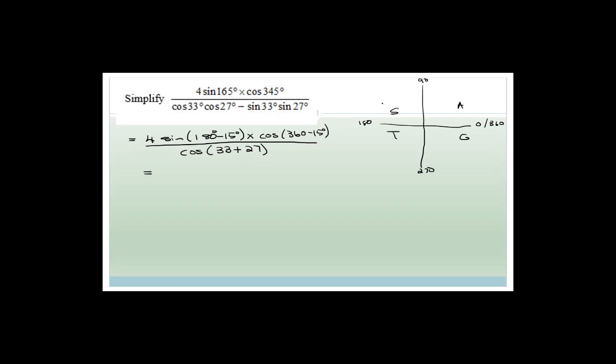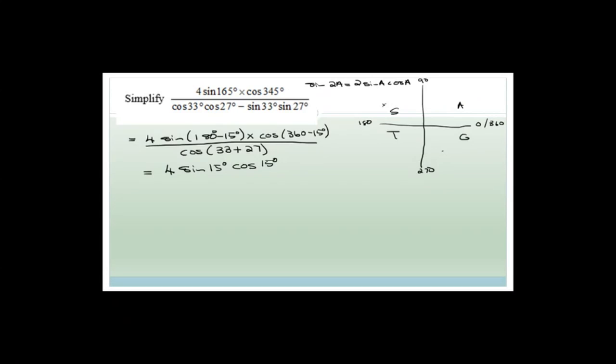180 minus 15 is in the second quadrant, and sine is positive there. So that's the same as 4 sine 15 degrees. Cos is positive in the fourth quadrant, and this is in the fourth quadrant. So this is the same as cos of 15 degrees. And now there's a little trick that we can use. Do you agree that sine 2a is the same as 2 sine a cos a?